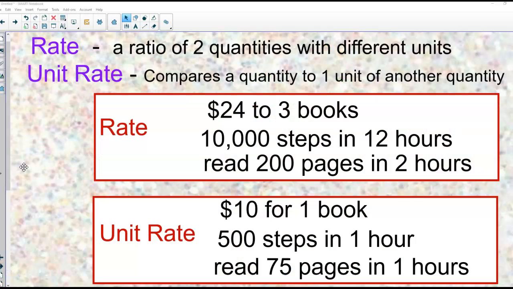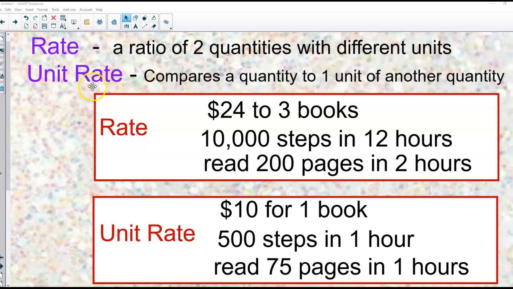The two big terms that we want to focus on today and know the difference between is a rate and a unit rate. Okay, so we just learned that a rate is a ratio of two items, but it has different units. So here's some examples. We could say $24 to 3 books. So my unit is money and the books. We could say that somebody took 10,000 steps in 12 hours. So your units, we're talking about steps and hours. They're two different things. Or that somebody read 200 pages in 2 hours. So we're talking two different things, pages and hours.